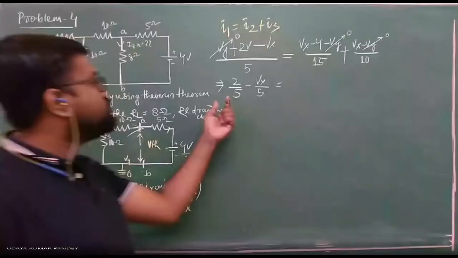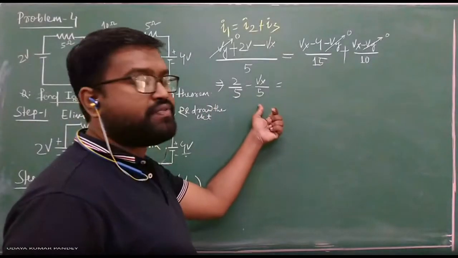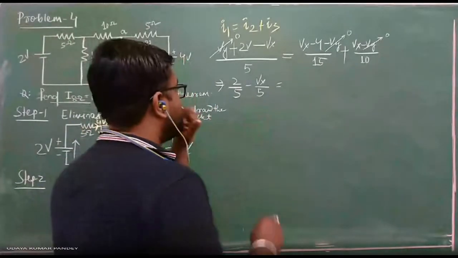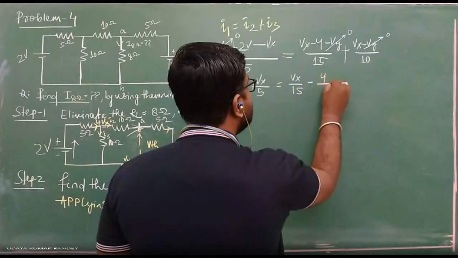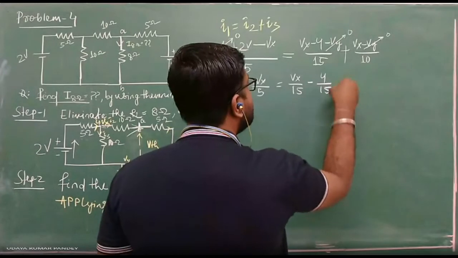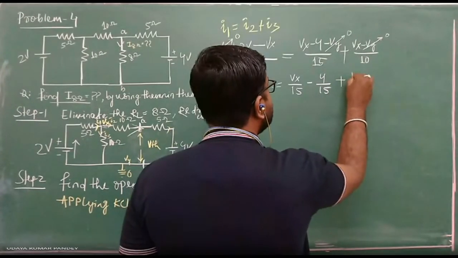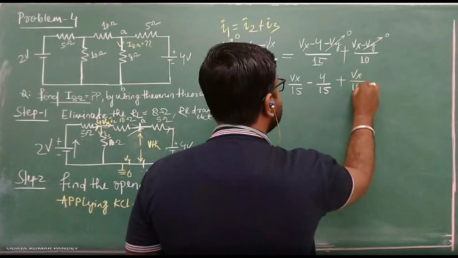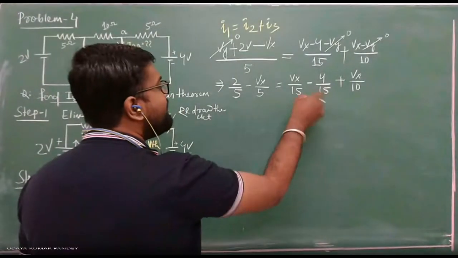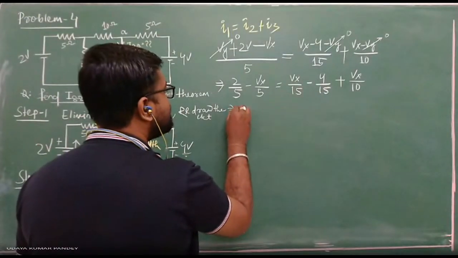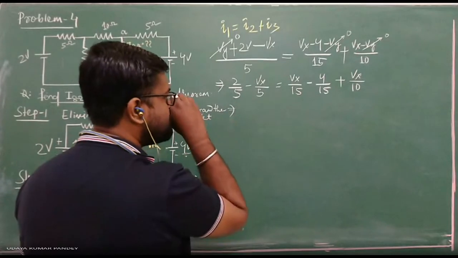2 by 5 minus Vx by 5. Is it visible? Yes, sir. Then Vx by 15 minus 4 by 15, okay, plus Vx by 10. Is it okay? Yes, sir. Then solve and find the Vx value. Just solve it.